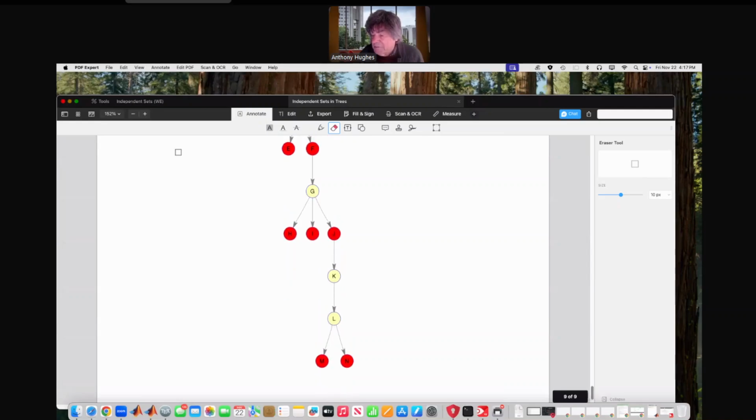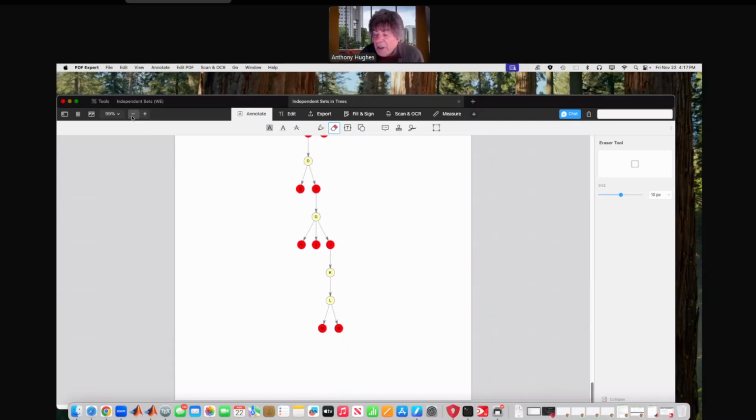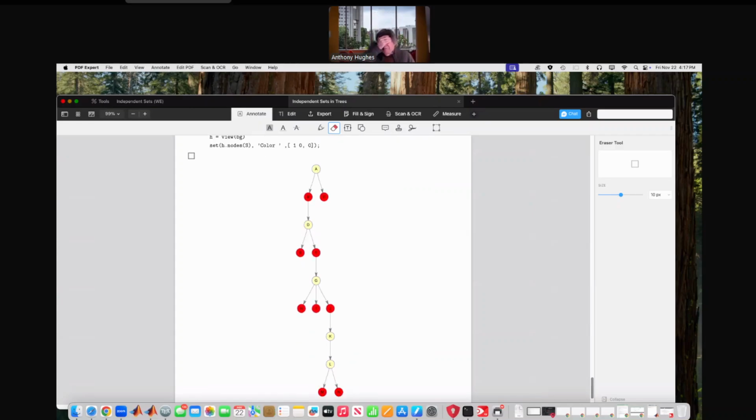So here it is. What we're looking for is, again, we have a graph, but what we want to do is create a spanning tree for the graph with the property that no two red nodes are adjacent. This is called an independent set when they're not next to one another. And what you're looking for is maximal independence.